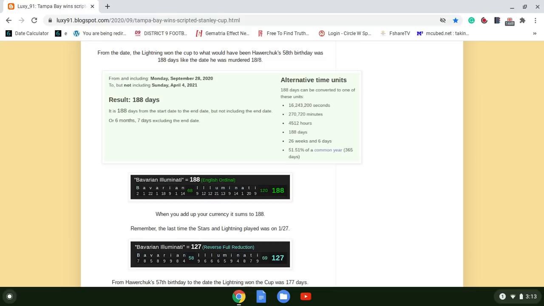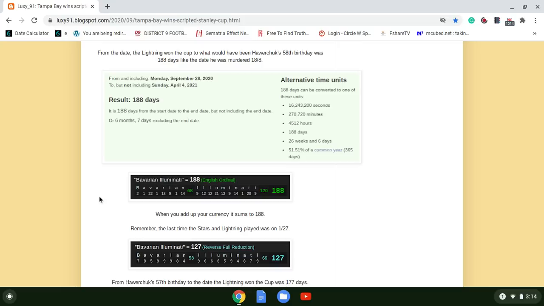The Lightning, when they won the Cup yesterday, September 28th, it's about 3:15 in the morning on the 29th. But anyway, from September 28th to April 4th, that would have been Hawerchuk's upcoming birthday, would be a span of 188 days, like the date he was murdered, 18/8, a lot like 188. And notice Bavarian Illuminati's 188.